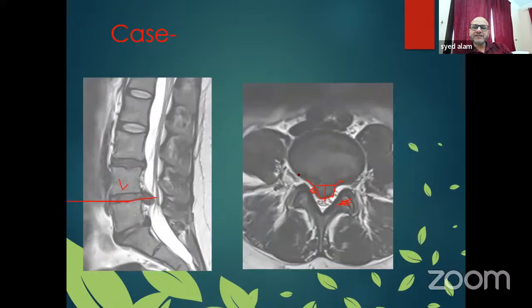So here, this is the exiting nerve root. This is the traversing nerve root, which is compressed. This traversing nerve root is maybe not very much compressed, but the right side is compressed. This is the thecal sac. And this is a small epidural space, epidural fat.